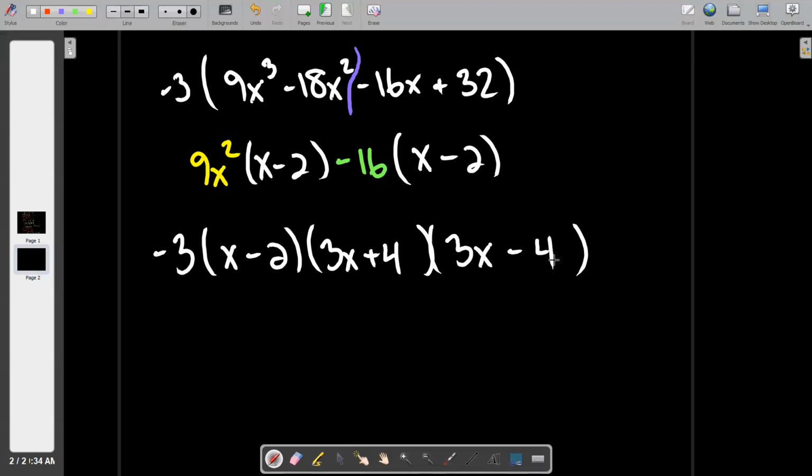There's no way we've made it this far into October and you're still not seeing differences of squares. It's almost just, it can't happen.